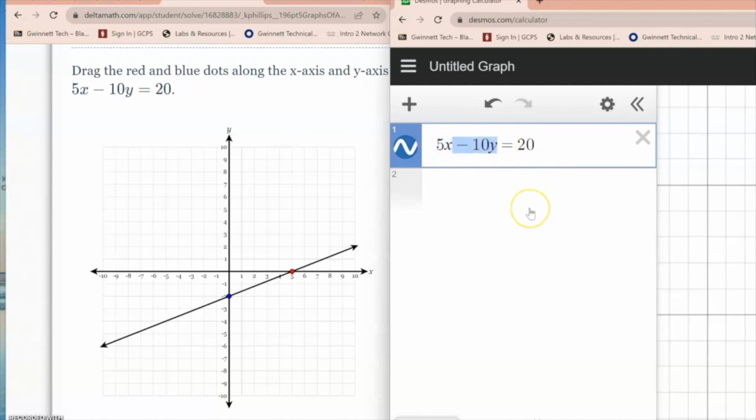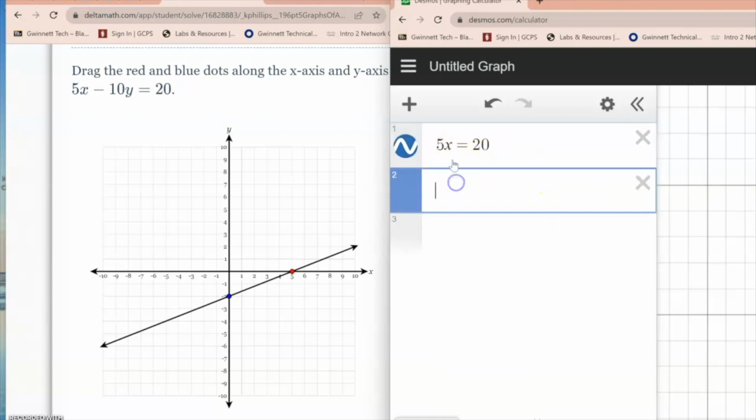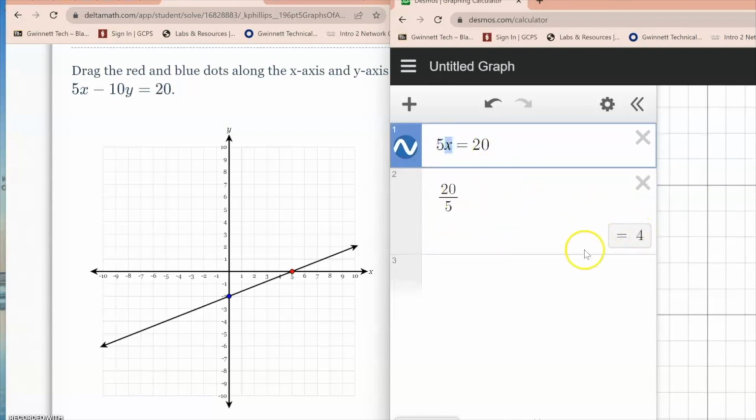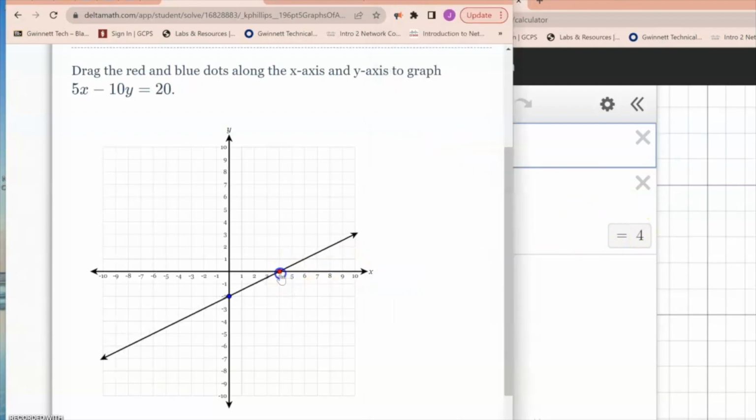So I take out y, cross that out, and I solve this equation. 5x equals 20. You divide both sides by 5. So that's going to be 20 divided by 5, so it's going to be 4. x is equal to 4. So x right here is equal to 4.